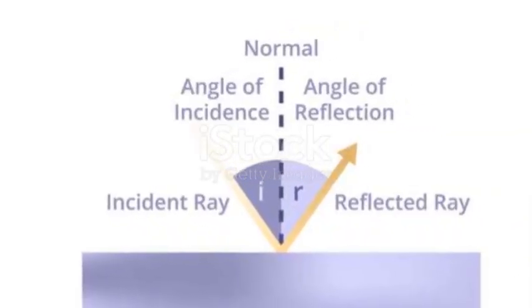Moving on to the laws of reflection, they state that the angle of incidence is equal to the angle of reflection, and the incident ray, the reflected ray and the normal all lie in the same plane. The angle of incidence is the angle between the incident ray and the normal, while the angle of reflection is the angle between the reflected ray and the normal. The normal is an imaginary line that we draw perpendicular to the reflecting surface at the point of incidence.